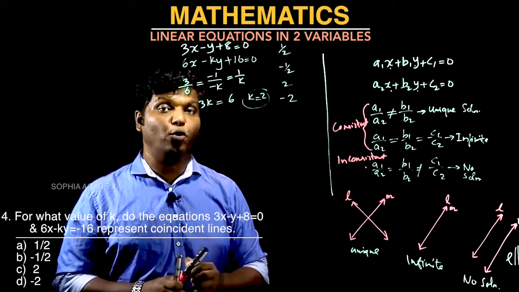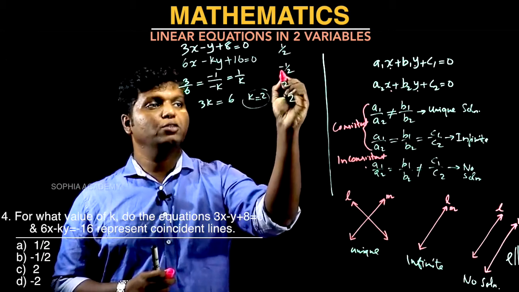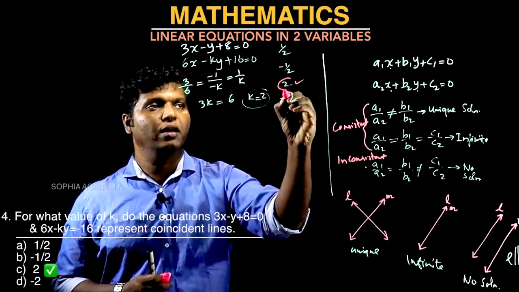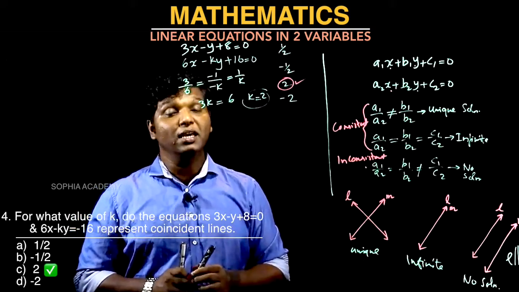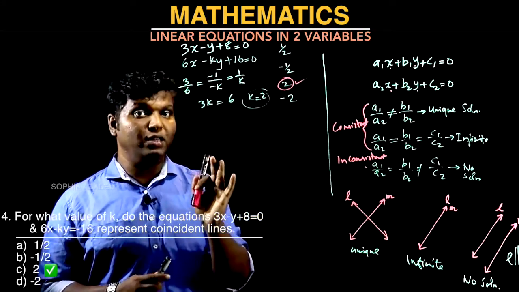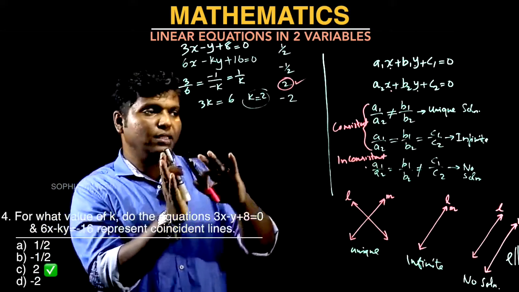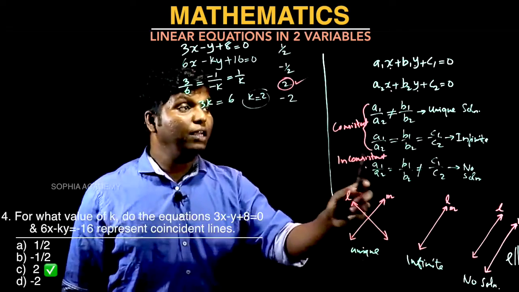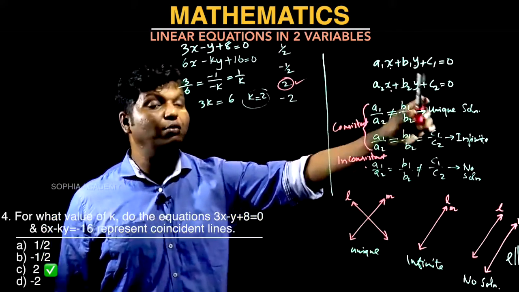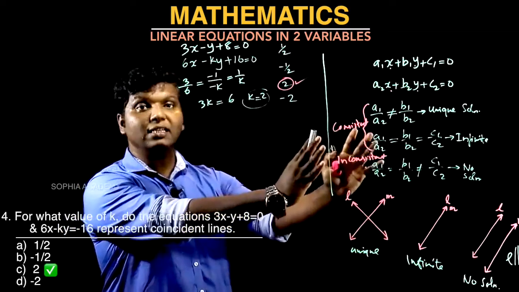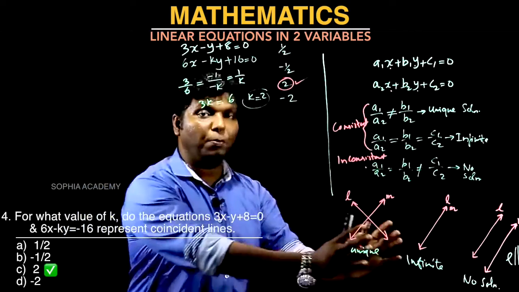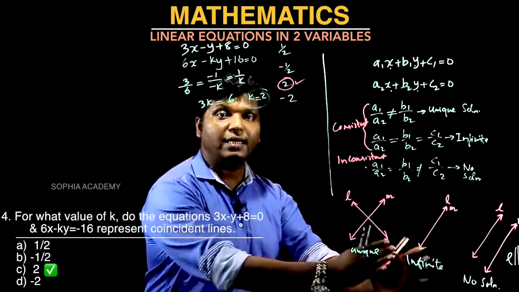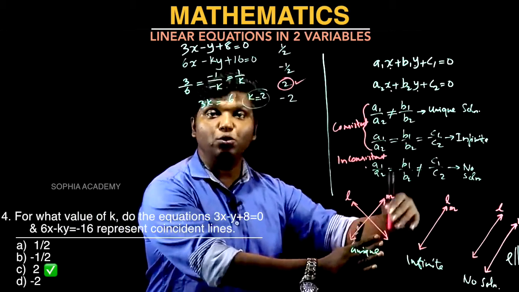Here you can see there are 4 options given: 1 by 2, minus 1 by 2, 2 and minus 2. So 2 will be your right answer. This is the way to understand a question. They are not giving it straightforwardly; the question is not that straight, they are just asking in another way. That's why I told you initially that you must have this concept. If you have that concept in your mind, you can place the question there and understand that this is the condition.